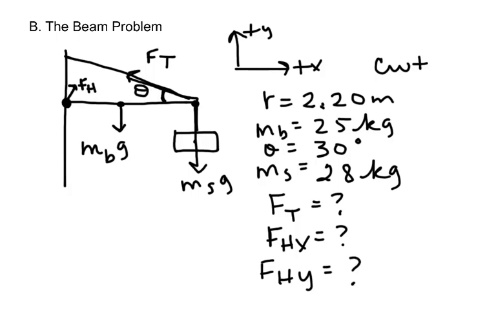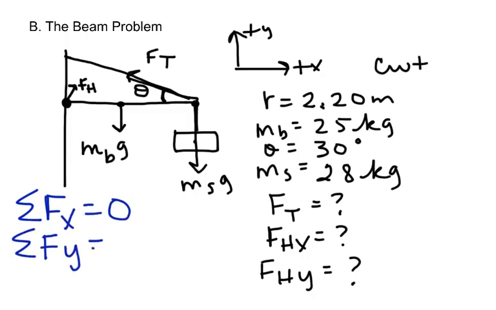Now, in order to do this problem, we need to understand that the beam is in static equilibrium. In other words, the beam is not accelerating, its motion is not changing, and therefore we can apply the conditions that the net torque is 0 and also the net force is 0. So we're going to say that the net force in the x direction is 0, the net force in the y direction is 0, and the net torque is 0.